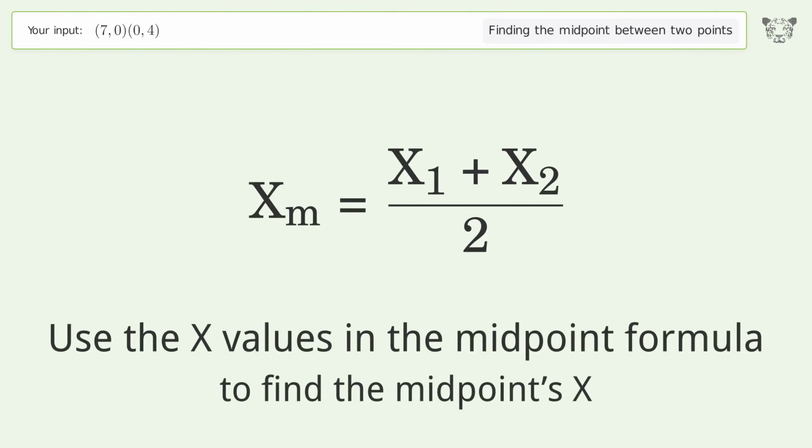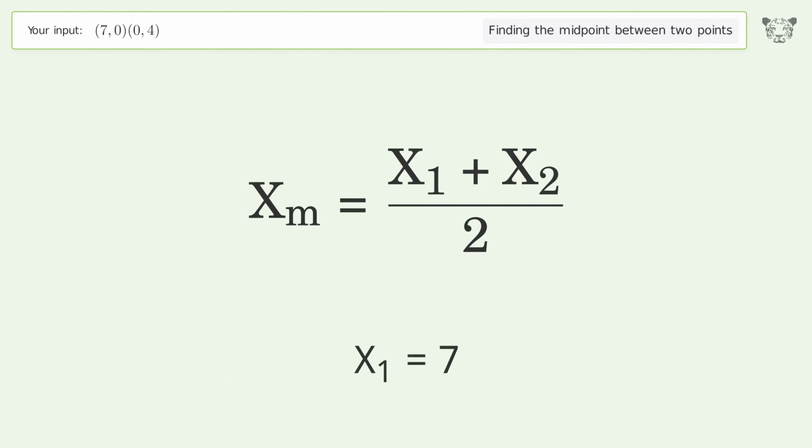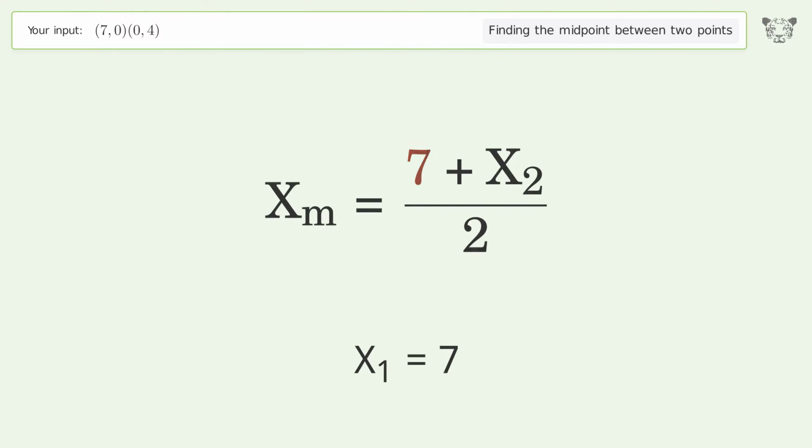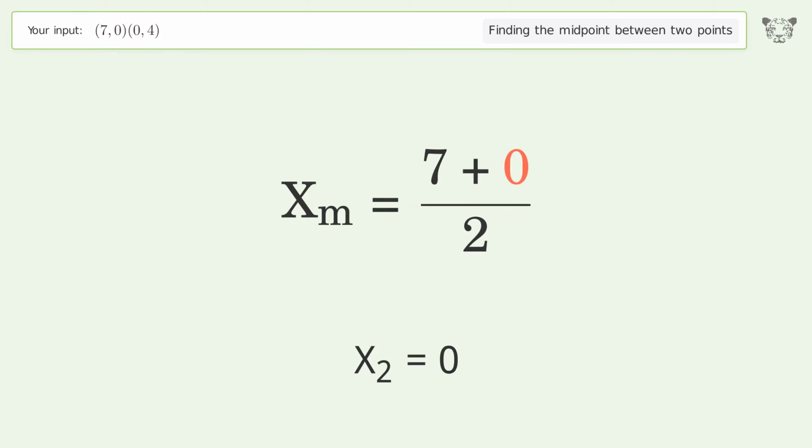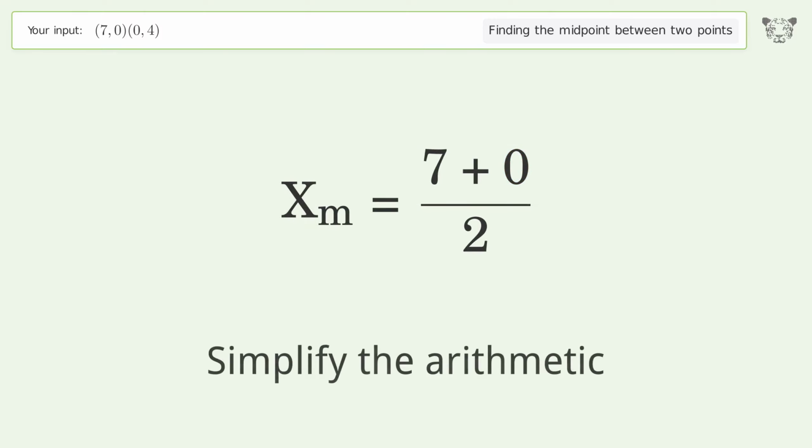Use the x values in the midpoint formula to find the midpoints x. x1 equals 7. x2 equals 0. Simplify the arithmetic.